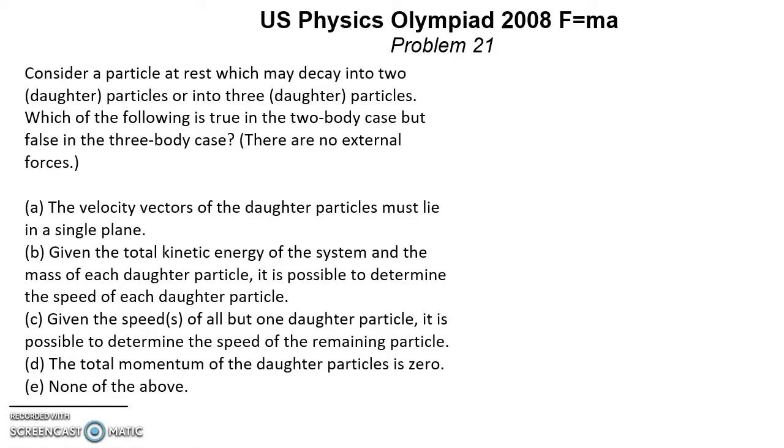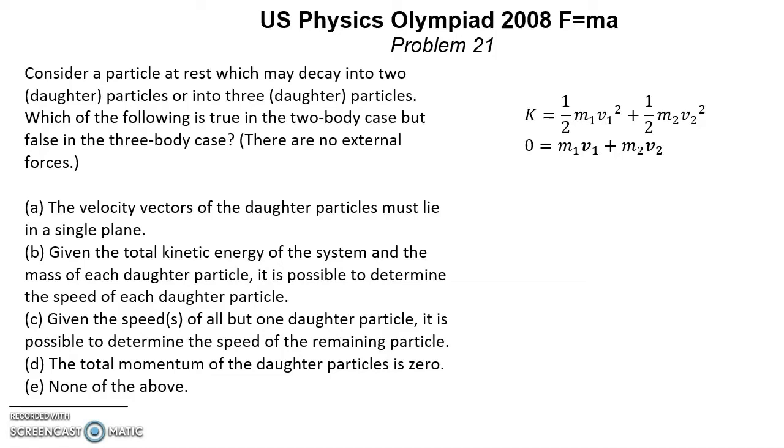B. Given the total kinetic energy of the system and the mass of each daughter particle, it is possible to determine the speed of each daughter particle. Let's see. For two particles, we have these two equations. We have total kinetic energy, and we have zero momentum, and we have both masses. It means that we have two variables, V1 and V2, and two equations. So that's correct. We can calculate the speed of each particle.